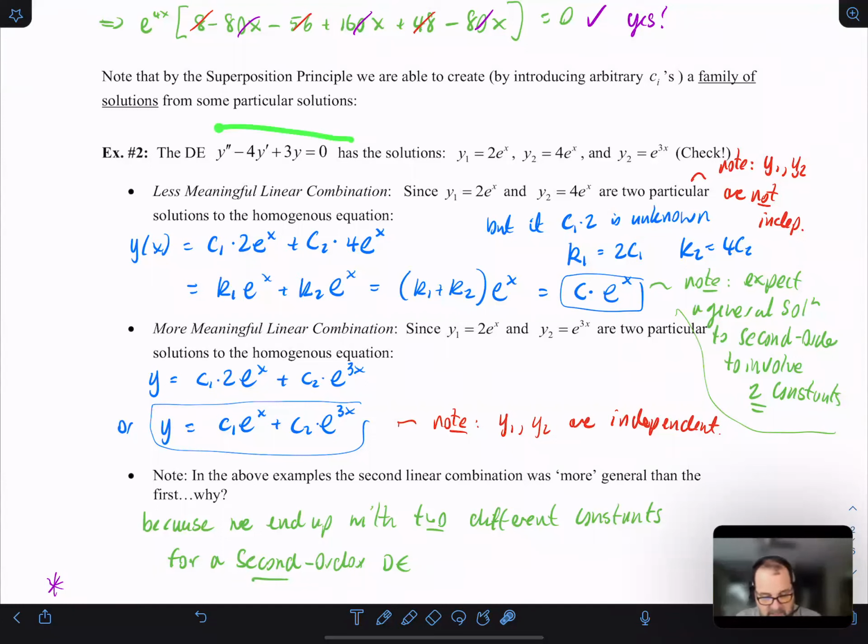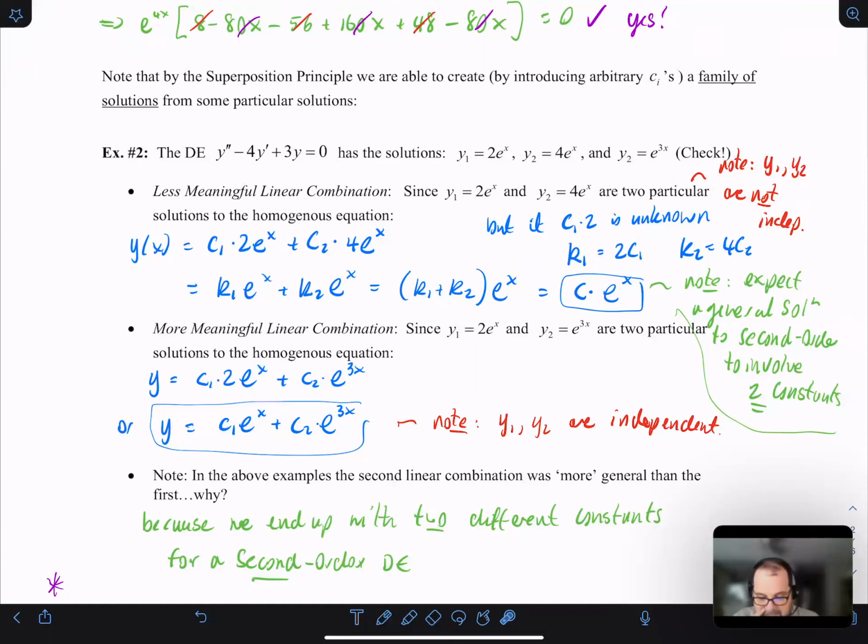Here is a different HEQ, homogeneous linear equation. We are again given some solutions for it. Some specific particular solutions for it are 2e to the x, 4e to the x, and e to the 3x. So again, what we just learned is we can make linear combinations out of these and get more general solutions. So there's different ways to do this and different significance here. So I'm going to look at, just for demonstration, imagine initially we make this linear combination. I'm calling this somewhat suggestively the less meaningful linear combination.